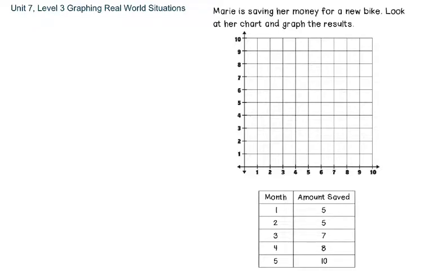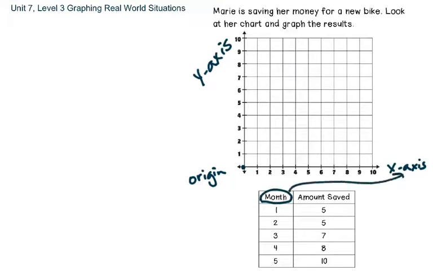So we're going to just take these and again start with some of our vocabulary. So I have my origin here. I have my x-axis and my y-axis. And my x-axis and my y-axis are just going to become different points with this table, meaning my x-axis is going to become the month, and my y-axis is going to become how much she has saved.